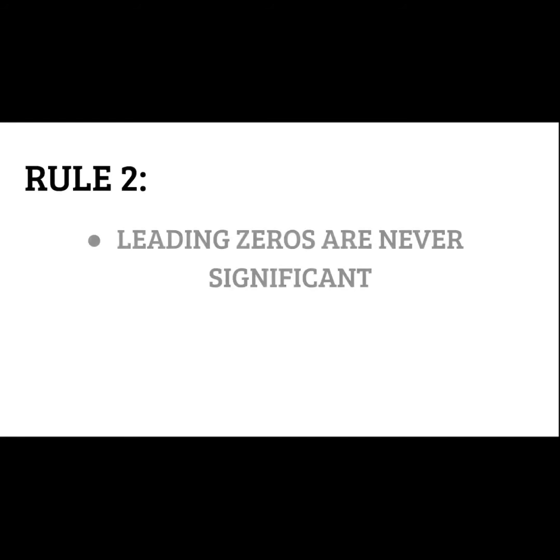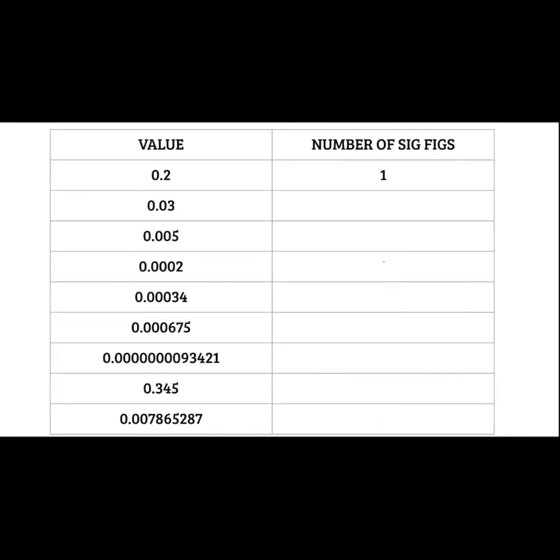Rule number 2. Leading zeros are never significant. So zeros that are at the front of a number, we do not count them because they don't really matter. They don't really tell us much information.